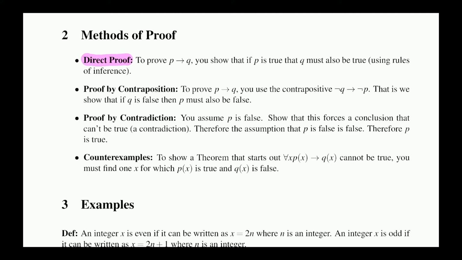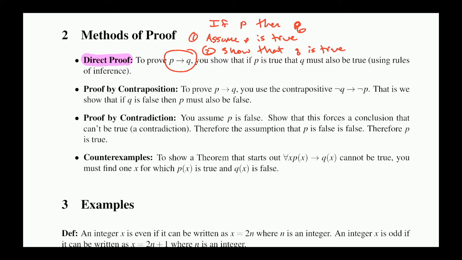Direct proof. What's a direct proof? It says it right here, but let me scribble on this. You want to prove P implies Q, right? So that if P, then Q. How do you do it? Well, you just assume. Step one, assume P is true. Step two, show that Q is true. That's really straightforward, right? If you want to show that if P is true, then Q is true, then you literally assume P is true and then show that Q is true. Of course, that's the most straightforward method, and that's why they call it direct proof.